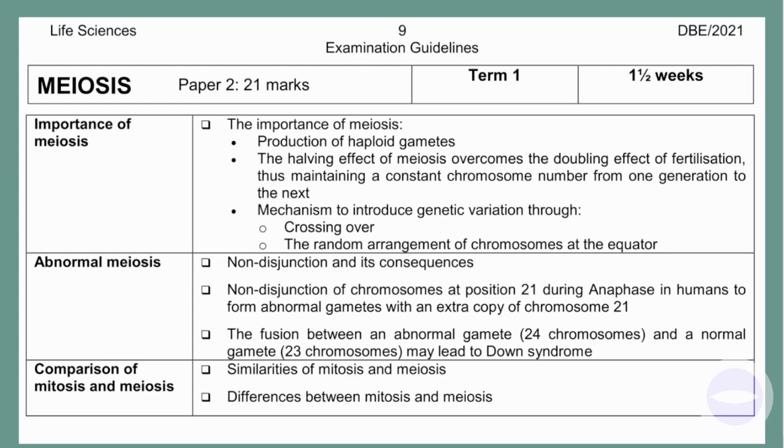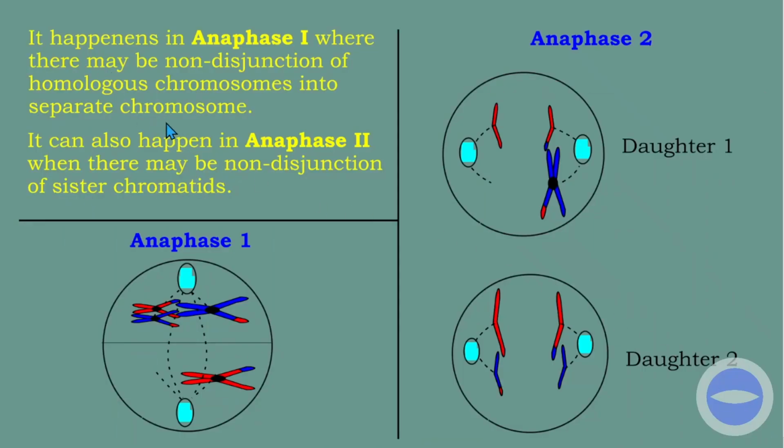Here we need to know when this non-disjunction takes place. It happens in anaphase 1, where there may be non-disjunction of homologous chromosomes. During anaphase 1, homologous chromosomes must separate, so one must go to one side and one to the other. But it happens that they do not separate. They are homologous chromosomes and they are not supposed to be in the same cell, but they go to the same side. This is what we call non-disjunction happening at anaphase 1, which is meiosis 1.